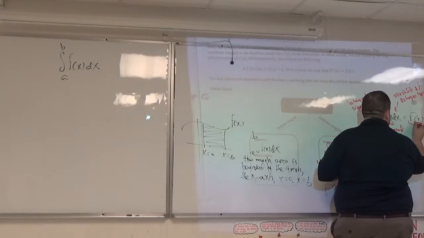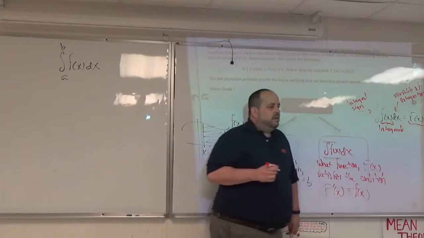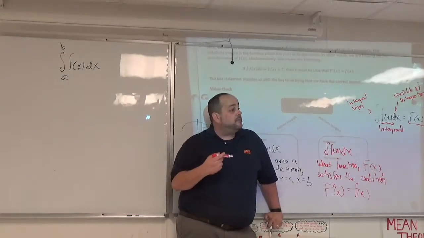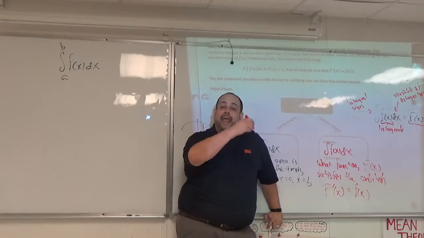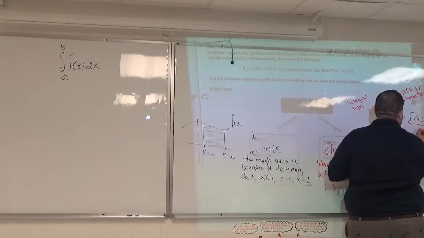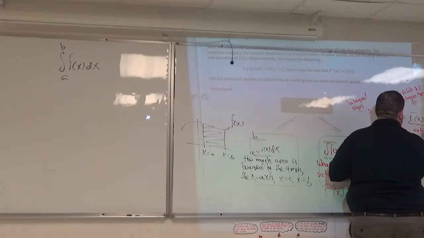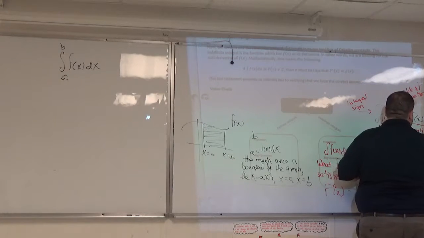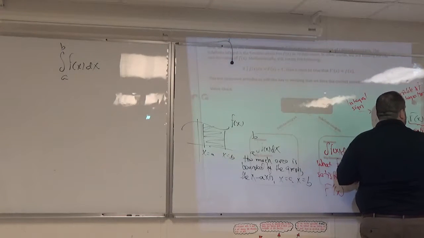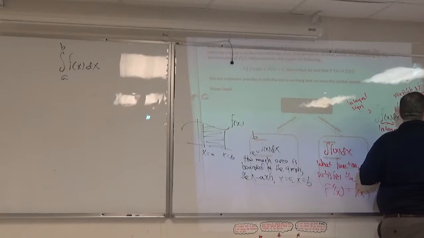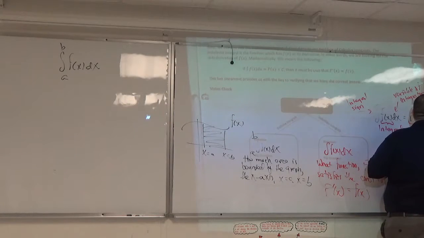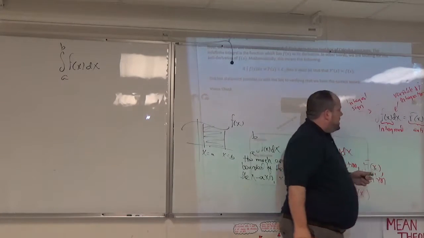Big F, what are we going to call big F? We've seen this before. Big F is the antiderivative. And C is called the constant of integration. Important to recognize here that C is a constant. It's your constant of integration.